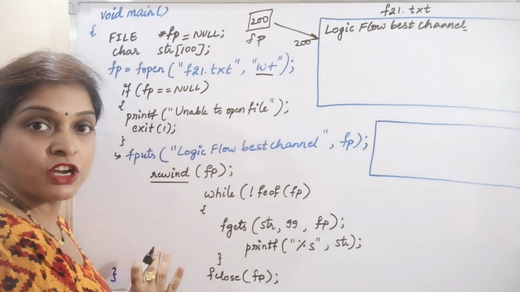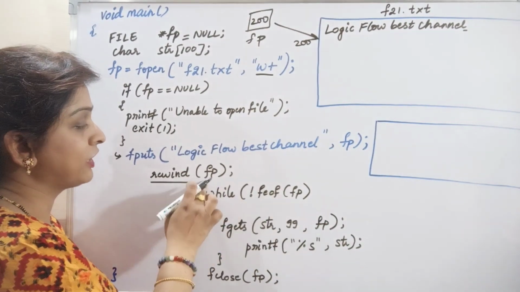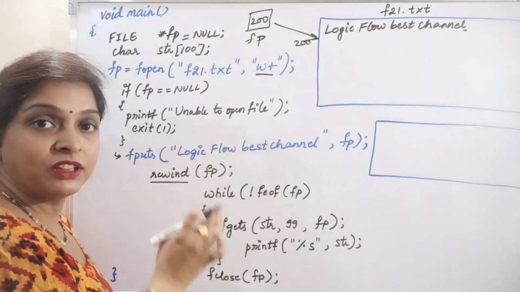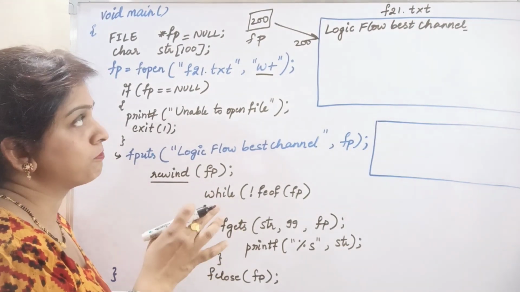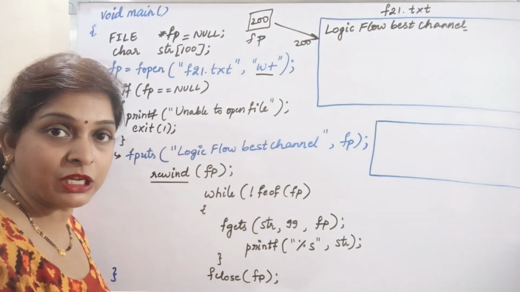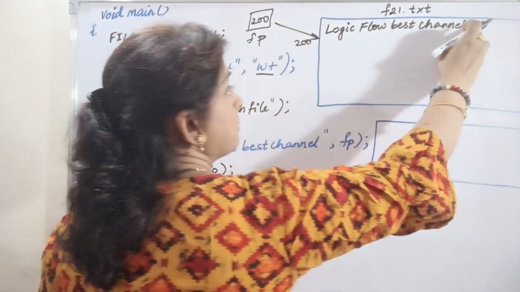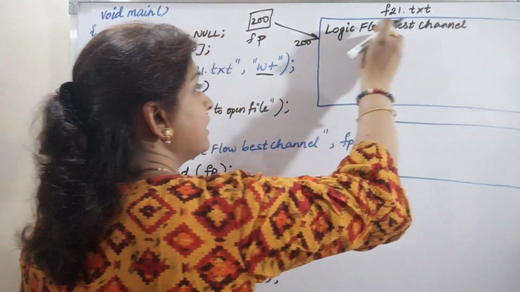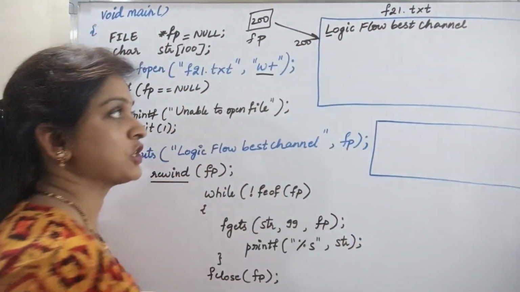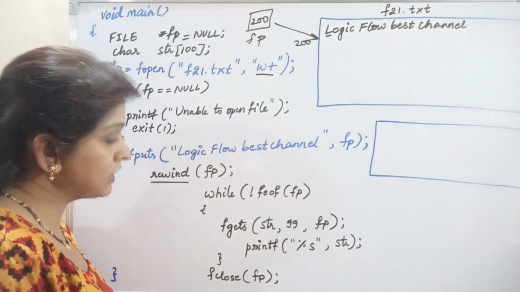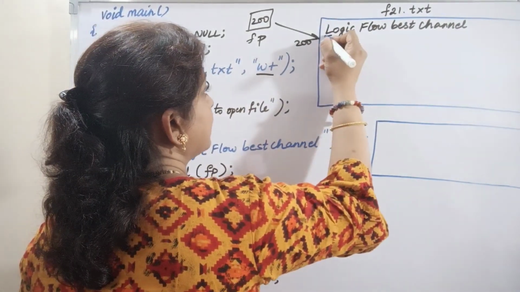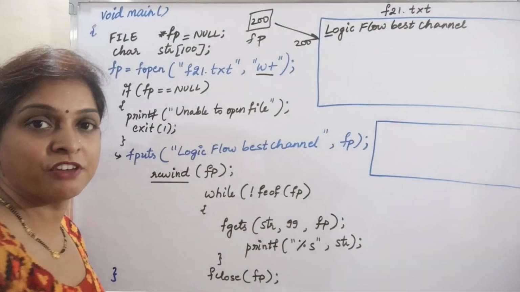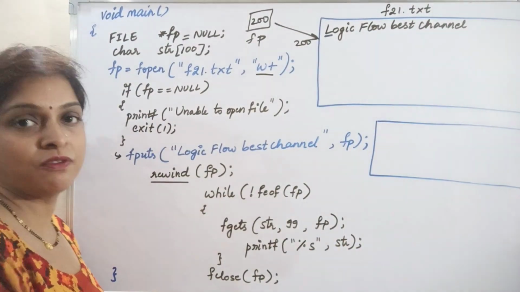Simply the name of the function, rewind, followed with the file pointer fp. So rewind with the file pointer fp, which is pointing to the file f21.txt. Now the pointer will be rewound and it will be pointed to the first location. Then as usual, we can read the data.